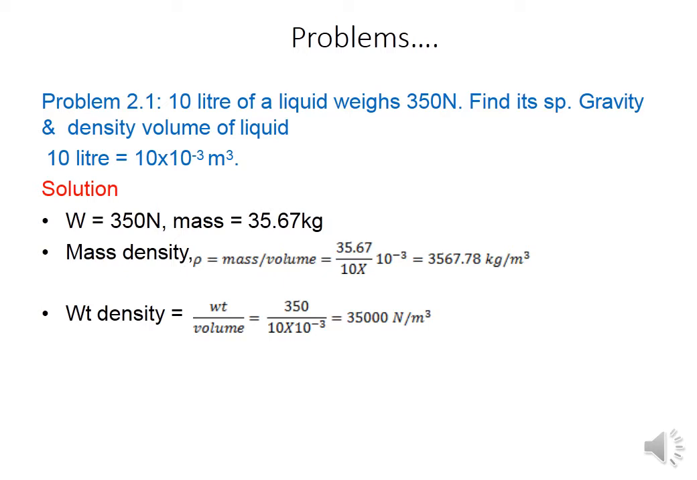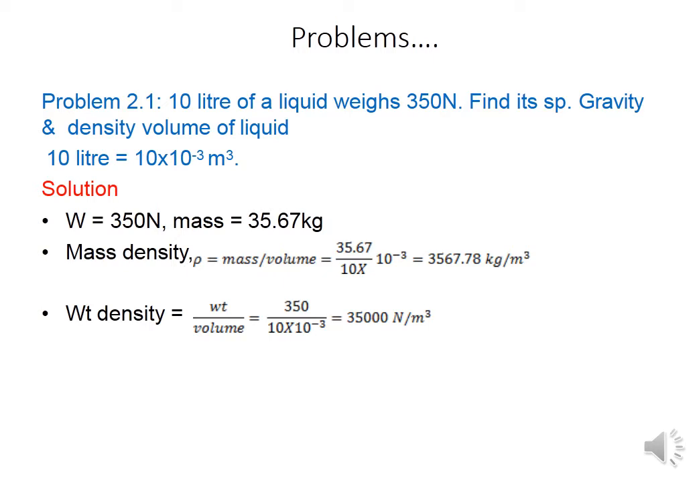So if you want to convert to mass, you need to divide by acceleration due to gravity, that is 9.81. So it comes around 35.67 kg. So here mass by volume is given 10 into 10 raised to minus 3 and mass is 35.67. So answer comes around 3567.78 kg per meter cube.